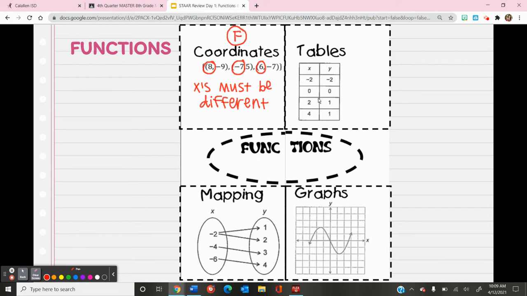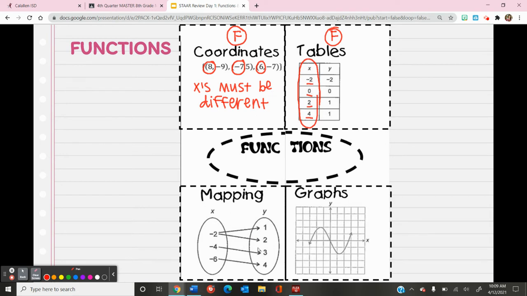Then we also have tables. So again, your x's must be different, and you're just looking at the values in the x column. Your y's, it's okay if they repeat. You're just looking at your x's. And I see that none of them repeat. I have a -2, a 0, a 2, and a 4. And some of you might get tripped up thinking a -2 and a +2 are the same, but they're not the same number. So this is also a function. And again, your x's must be different.